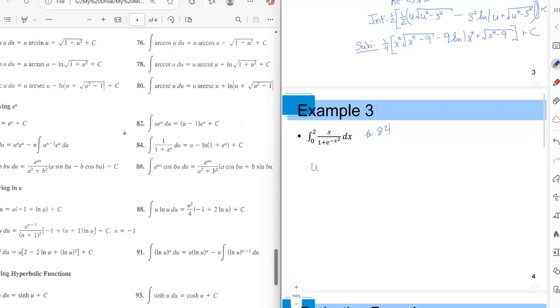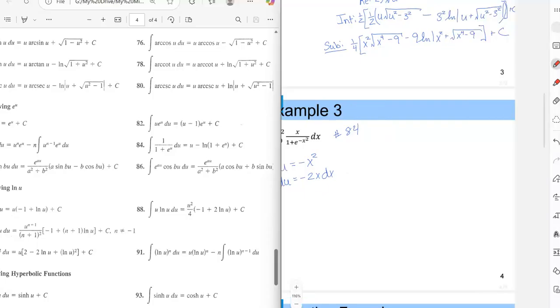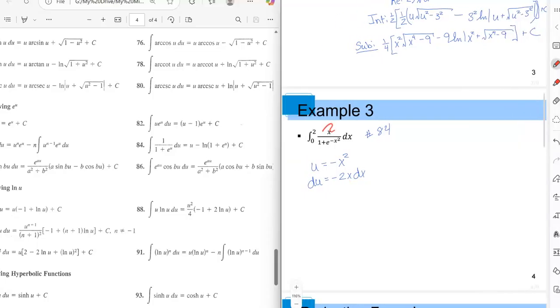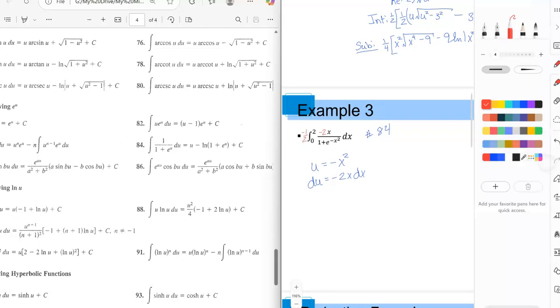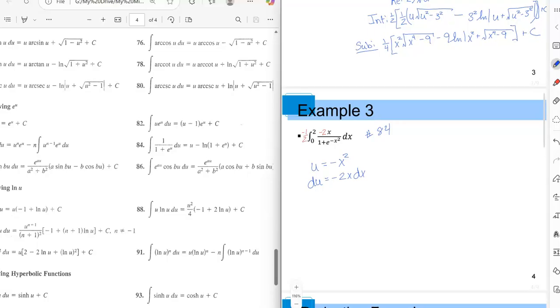Let's do a u substitution. Let's let u be negative x squared. So du would be minus 2x dx. So you can see how that x in the numerator is going to get absorbed inside of our du, but we do need a negative 2 here, compensate with a negative 1/2. So when we do our rewrite, we're going to have a negative 1/2 integrating, and this is going to be du over 1 plus e to the u.